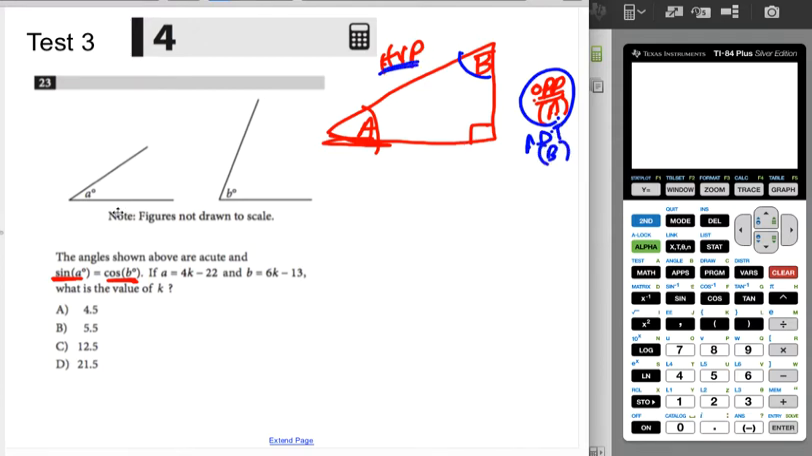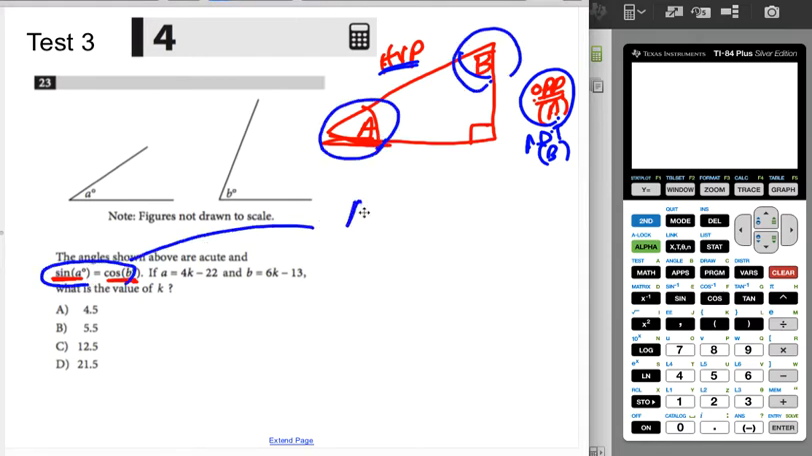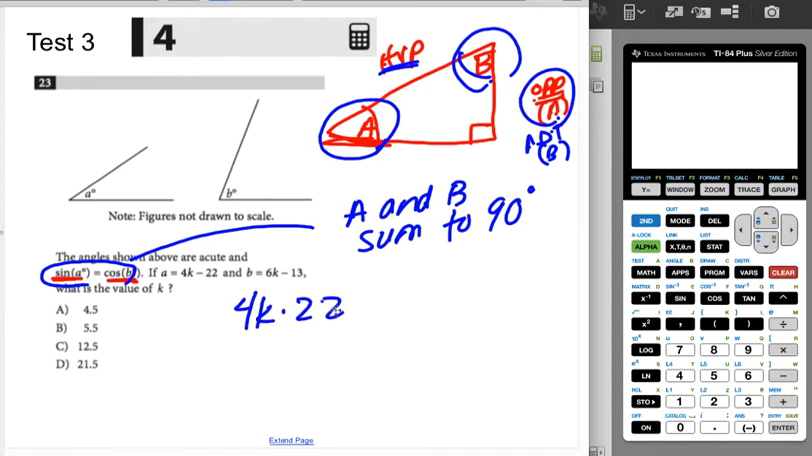So basically, what this statement actually tells us is that A and B sum to 90. They are complementary. They sum to 90 degrees. So if we know that they sum to 90, then we know that 4k minus 22 plus 6k minus 13 sums to 90, and that's enough for us to find k.